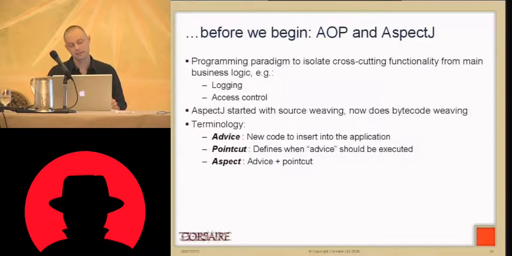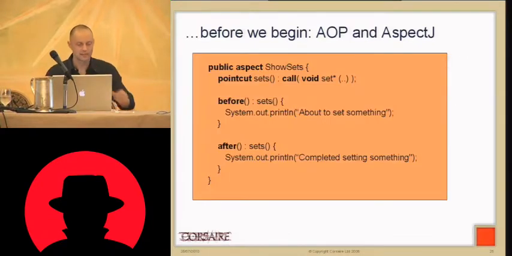AspectJ calls advice the new code that you're going to insert. A pointcut defines where you want to insert this new code in your application, and you can use, well, it's almost like a regular expression. Then the aspect refers to the advice and the pointcut. That gives you the aspect. Here's a simple example of what an aspect looks like.